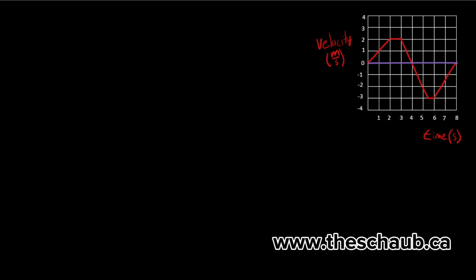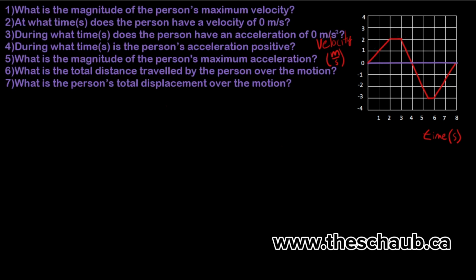Now that our graph is all set up and we understand it, let's answer 7 commonly asked questions about velocity time graphs. In question 1, we'll answer, what is the magnitude of the person's maximum velocity? In question 2, at what time or times does the person have a velocity of 0 meters per second? In question 3, during what time or times does the person have an acceleration of 0 meters per second squared?